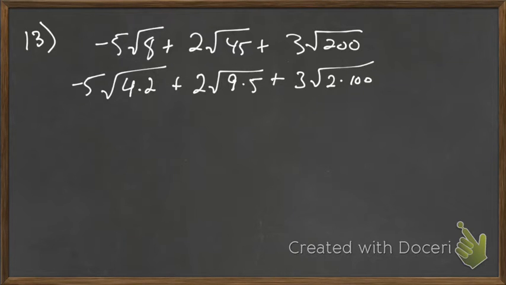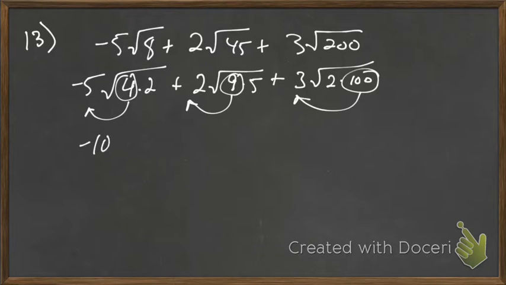So here's where I'm going to mess with my square roots. I'm going to bring that one out, I'm going to bring that one out, and I'm going to bring that one out. Okay? So bring 4 out as a 2, negative 10 square roots of 2. Bring 9 out as a 3, that's 6 square roots of 5. Bring 100 out as a 10, that's 30 square roots of 2.